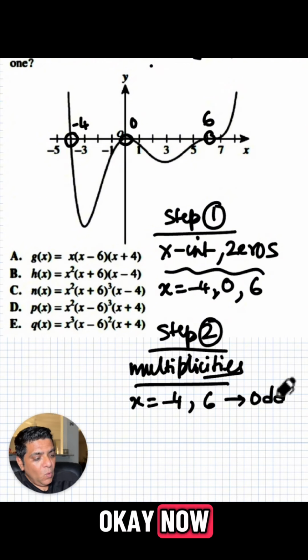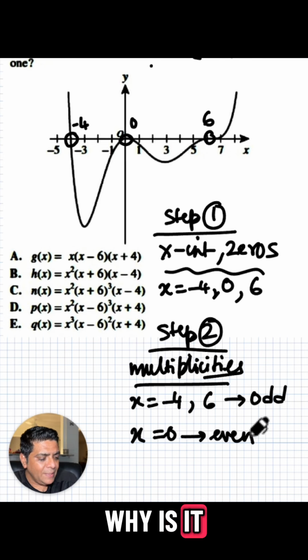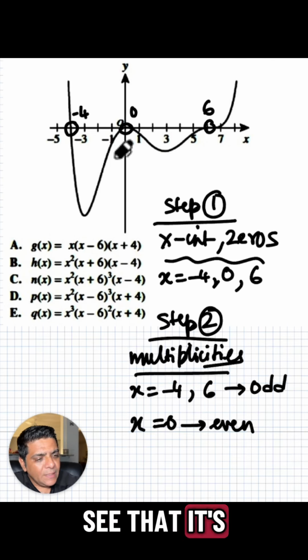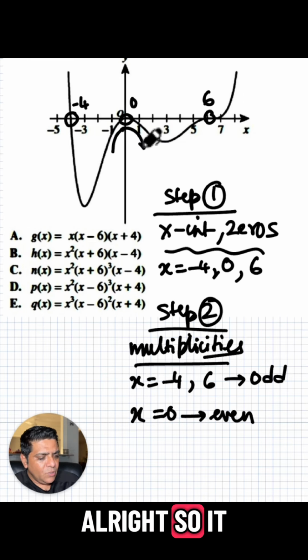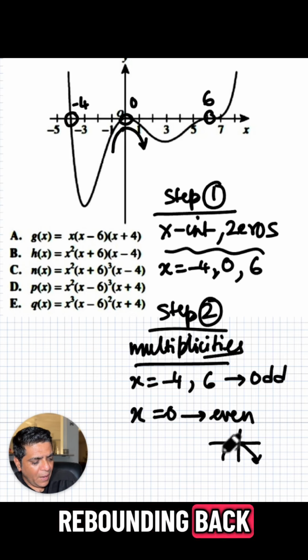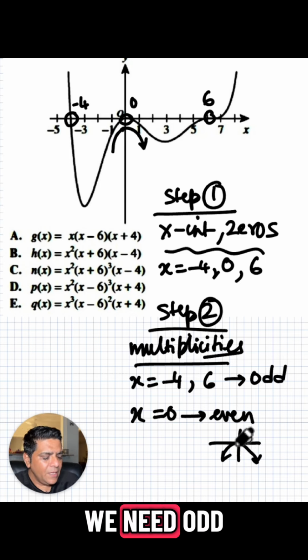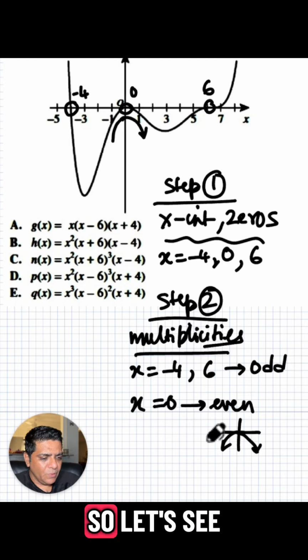Now, only at x equals 0 do we have an even multiplicity. Why is it even? Because you see the graph is coming, touching the x-axis, and then rebounding back. It is doing that behavior, touching the x-axis and rebounding back, so that's an even multiplicity. We need odd multiplicities at -4 and 6 and an even multiplicity at x equals 0. So let's see which choice has this.